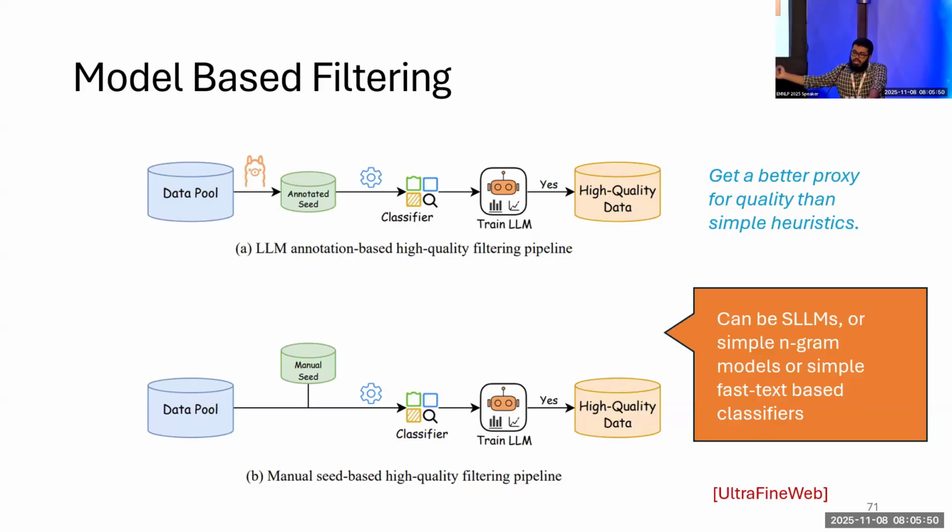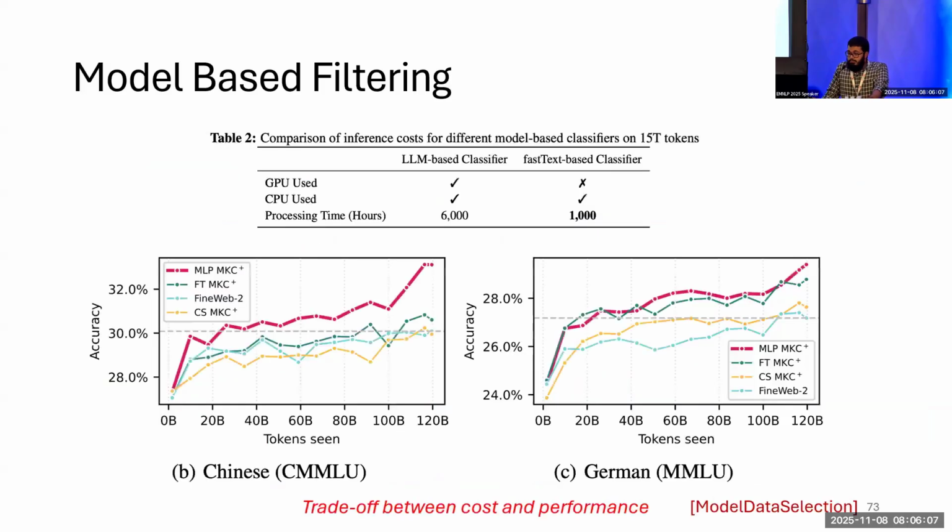It could be small language models, it could be simple fastText-based classifiers, or it could be n-gram language models, wherein you train these models on either annotated data or high quality data. And these models are responsible for predicting whether a certain document is actually of good quality or not. And this works quite well. There are certain trade-offs, of course.